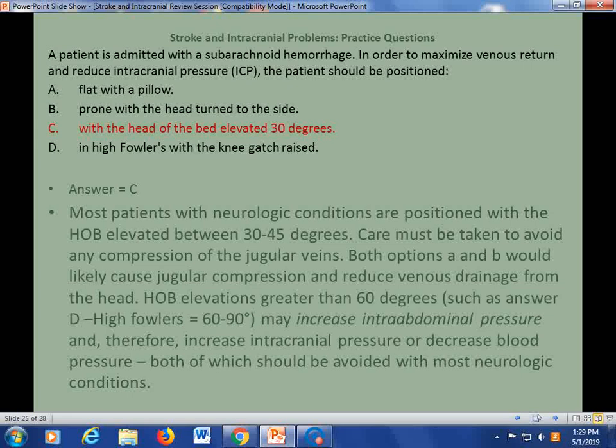And so again, I do mention that anything between 60 and 90 degrees is going to increase intra-abdominal pressure, as is raising the legs way above the head, or bearing down when you're having a bowel movement if the individual is constipated. That's going to increase intra-abdominal pressure and therefore increase intracranial pressure. The two seem to be linked.